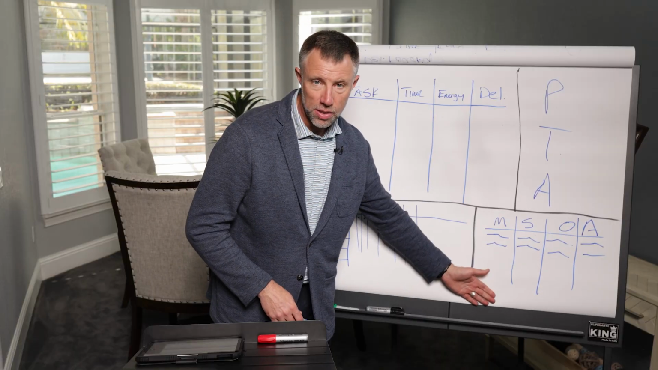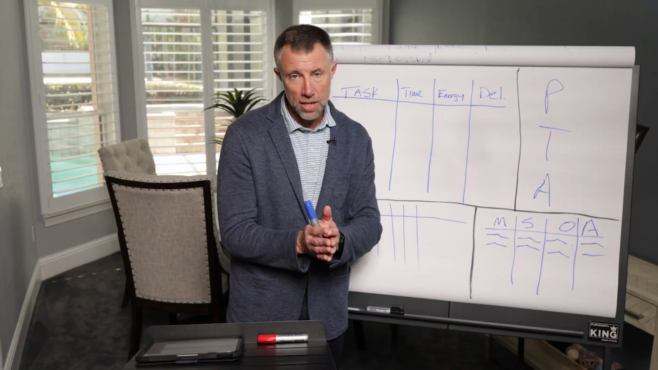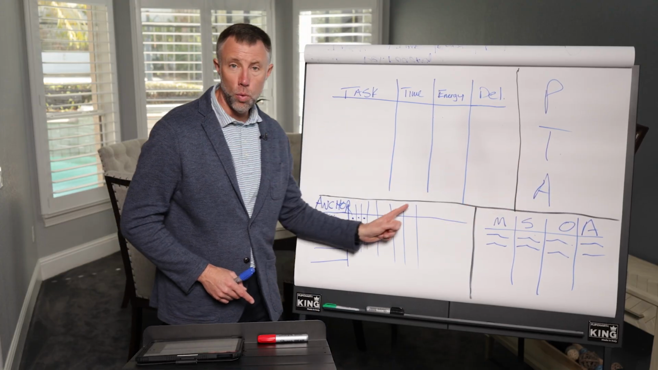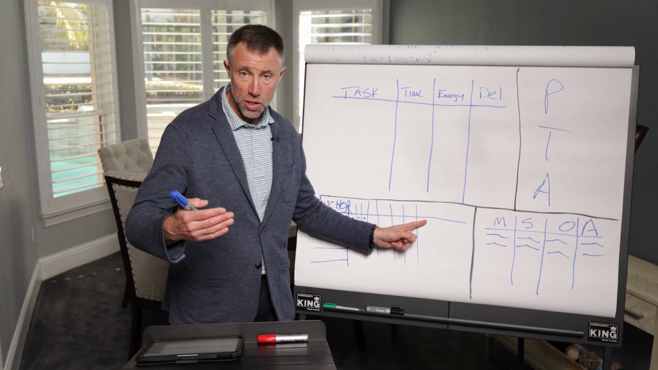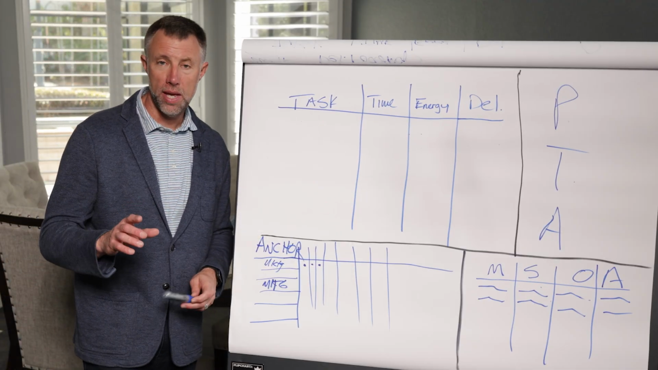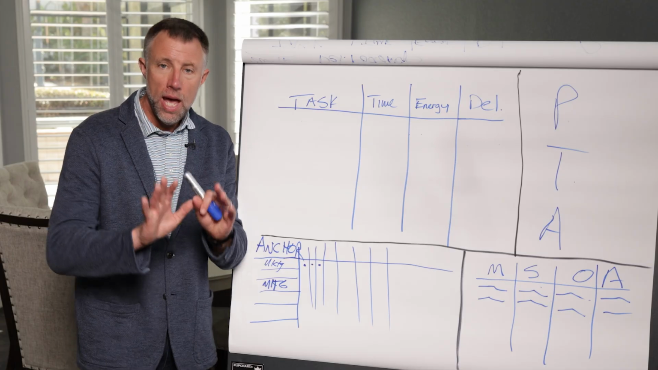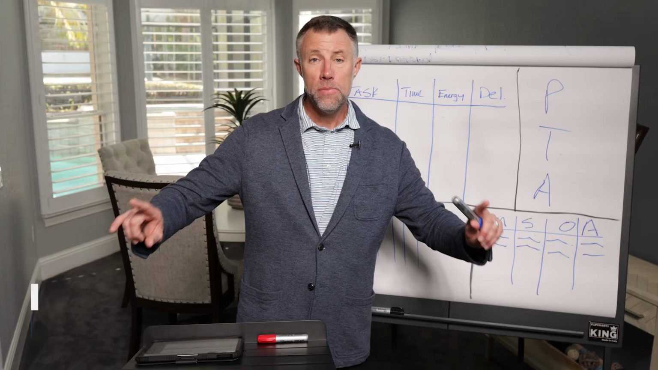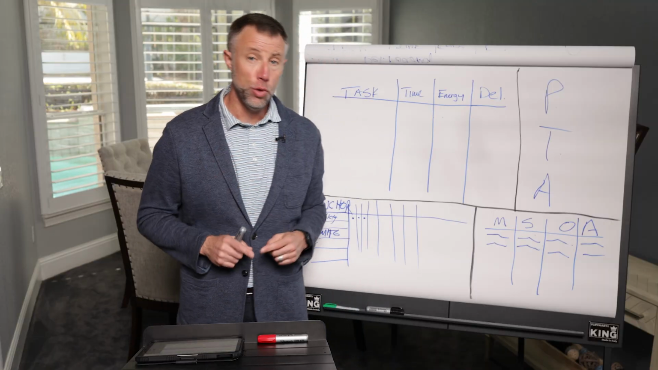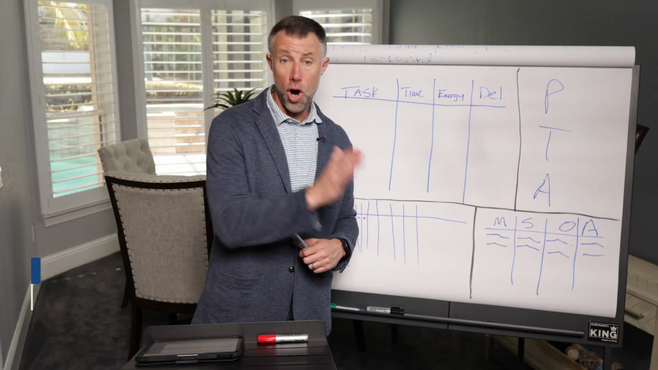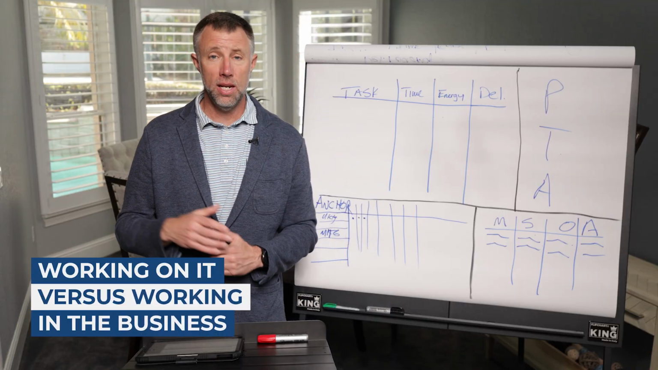List out all the processes, figure out what those processes support in projects, process it, train it, hold it accountable, do it every single week of the year with repetition, predictability, and meaning, and then align that with your job role so you know the things. And with this, what you'll start to do is you'll start to pass off the objective, task-oriented things that other team members can do so you can focus your time working on the strategic things of the business. What Michael Gerber said, working on it versus working in the business.